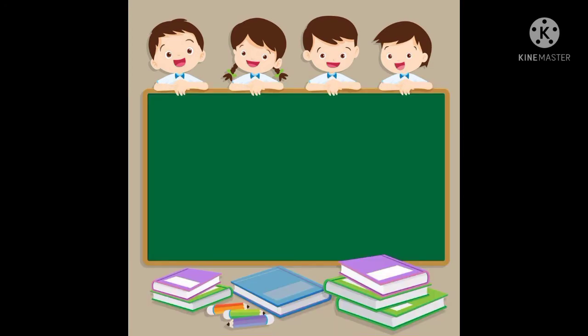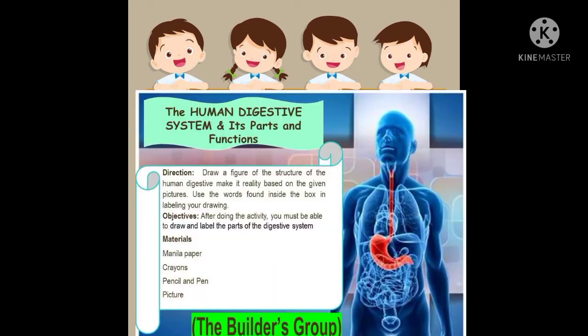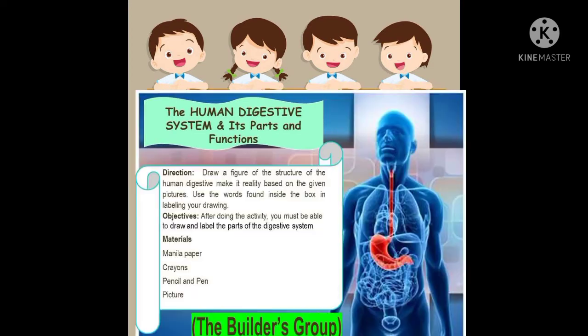This activity is entitled Draw and Tell Me. The direction: draw a figure of the structure of the human digestive system. Make it realistic based on the given picture. Use the words found inside the box in labeling your drawing. After doing the activity, you must be able to draw and label the parts of the digestive system. The materials you need are manila paper, crayons, pencil, and pen and ink.